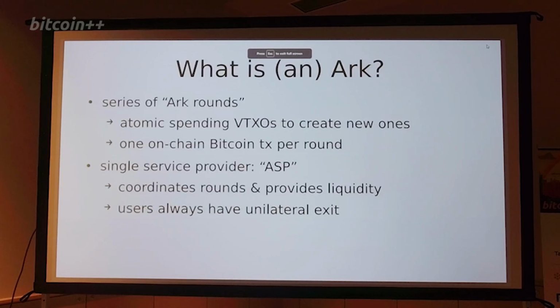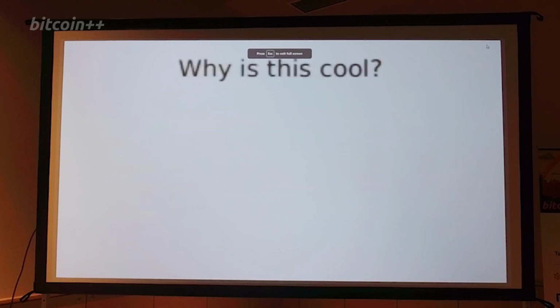So the important part is that the service provider is only a coordinator, right? It never controls users' money because users always have their unilateral exit and users always just spend the money back to themselves in new VTXOs. The ASP just has a pool of extra liquidity that they use to lend to the user until the input expires. So the users always have a unilateral exit path and can always get their money back if the ASP would refuse to service them or disappear or become bad.